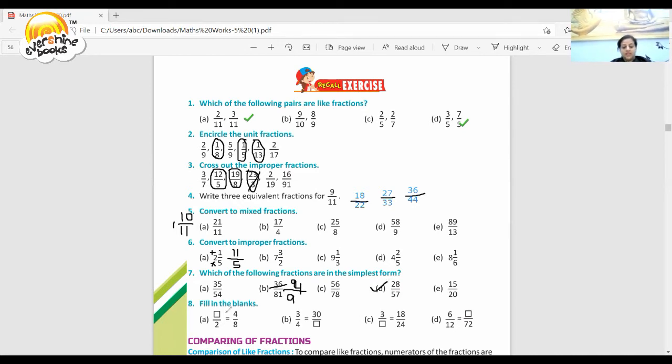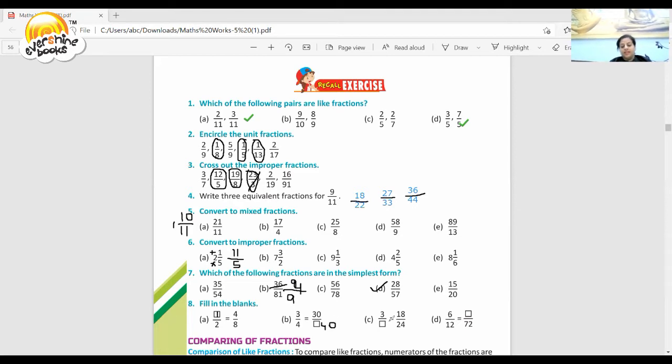Fill in the blanks. Here 2 is written. 2 into 4 is 8. So what is written here? 1 into 4. 3 into 10 is 30. 4 into 10 is 40.